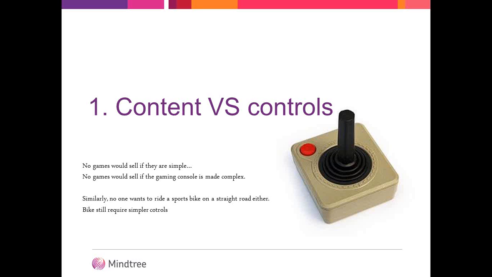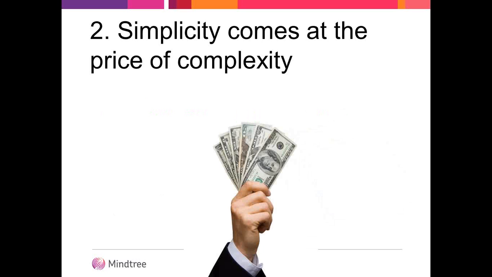So what we are essentially trying to say is that content can be complex, but controls have to be much simpler than what they are, or should be made simpler if they are not simple today. We also think that simplicity has a price. You have to pay a price for simplicity, and it comes at the price of complexity.